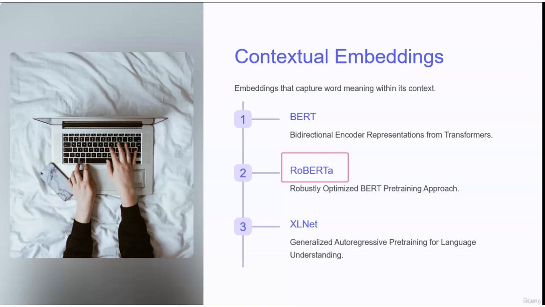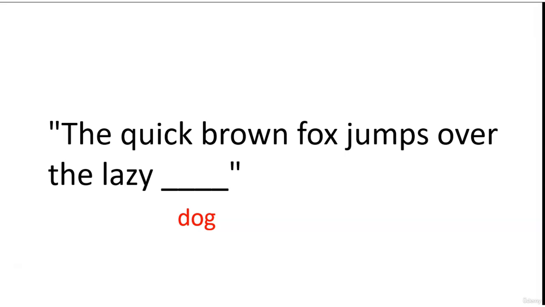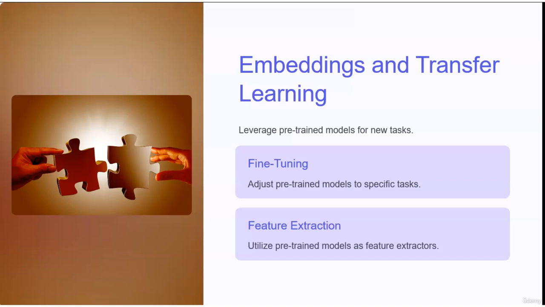RoBERTa stands for Robustly Optimized BERT Pre-training Approach. It improves on BERT by using more data and longer training periods. This results in better performance on language understanding tasks, such as comprehending complex sentences in legal documents or scientific articles. XLNet combines the strengths of autoregressive and autoencoding models, providing better performance in language understanding tasks. For instance, XLNet can accurately predict the missing word in "quick brown fox jumps over the lazy dog" by understanding the broader context.